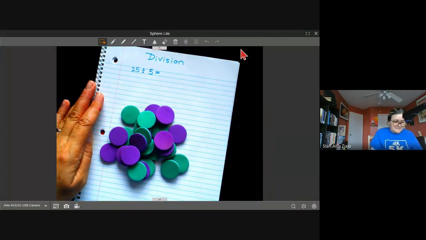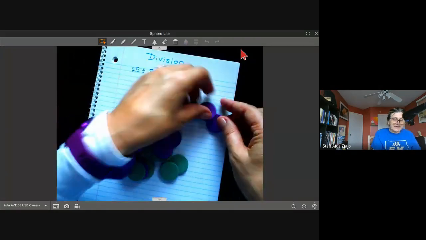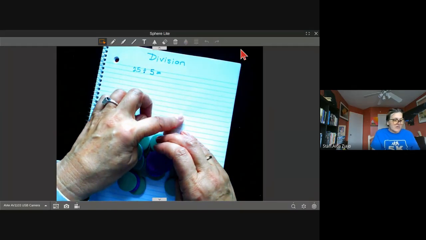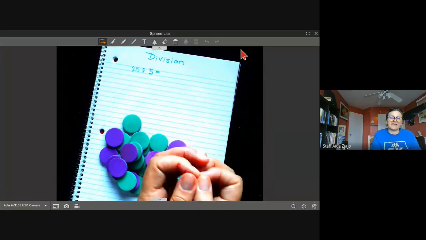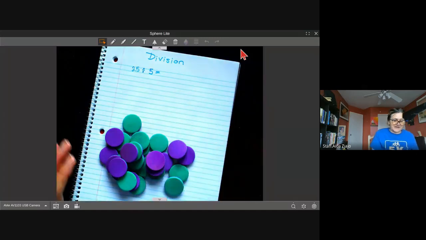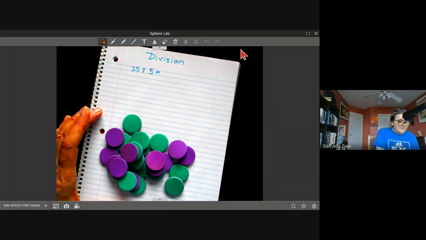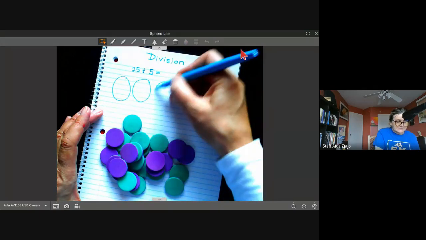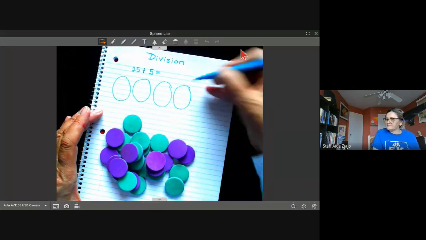That is, every 5. I can make 5 groups and share equally into 5, or I can make groups of 5 and see how many groups of 5 I can make. So if I'm making 5 groups, that's a difference in between.